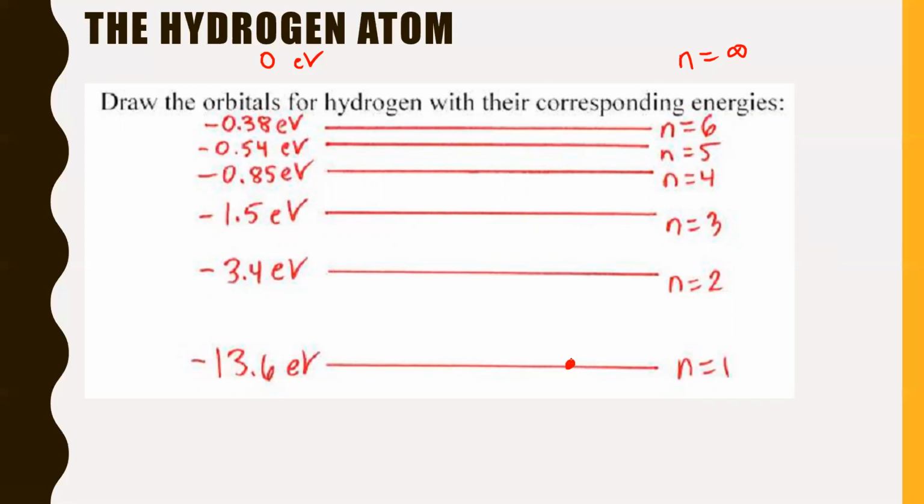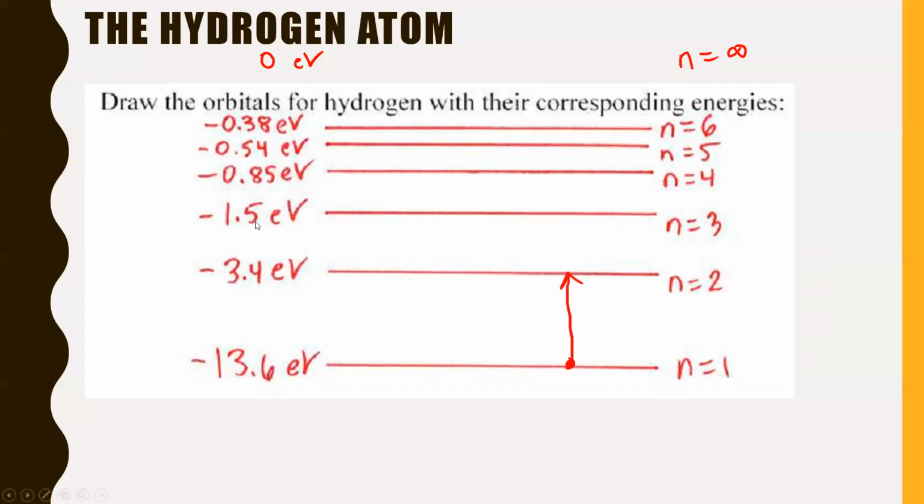So in other words, if you had an electron in the first orbital level here, it would need 13.6 electron volts to leave that atom altogether. If you wanted to go from this to here, you would need just the difference between these two, whatever that would be. It's like 10 something, right?